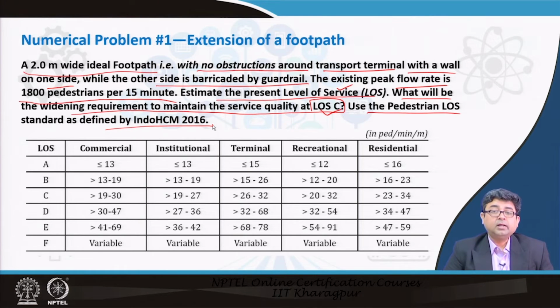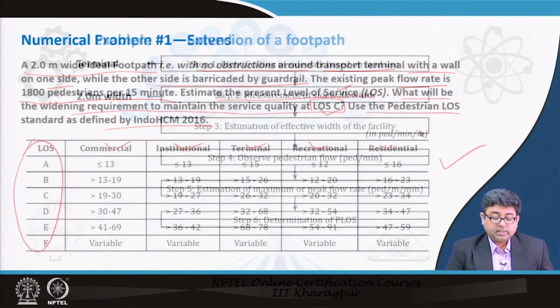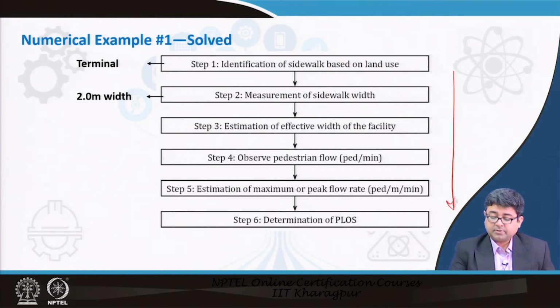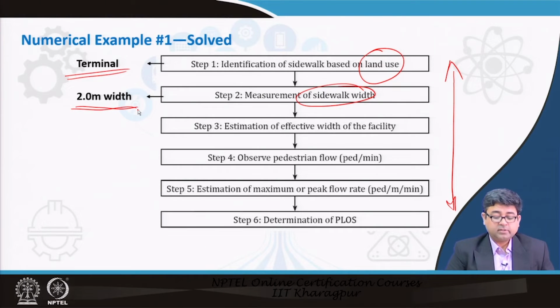We have already given you examples of a couple of problems on how to determine level of service based on INDO-HCM 2016. So, we will use the same standard table that tells you about the different levels of service for different land uses. If you remember the 6 steps of developing a level of service, the first one is identification of the land use, which we are told is a terminal land use, and the width of the sidewalk, which is 2 meter width.